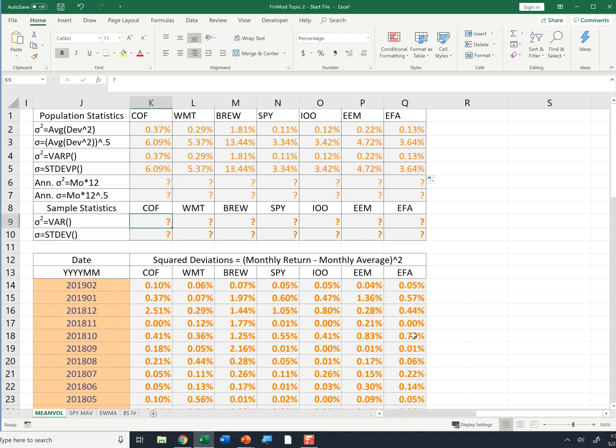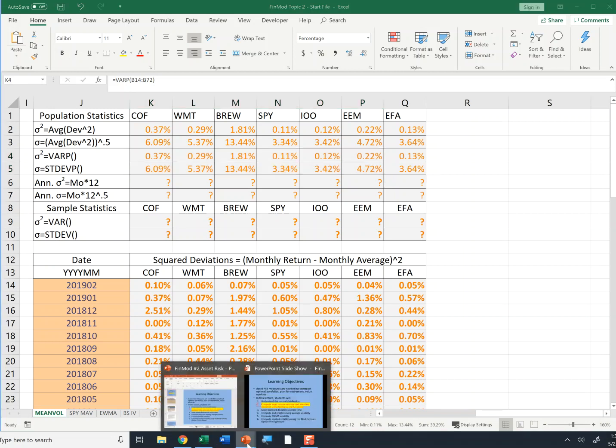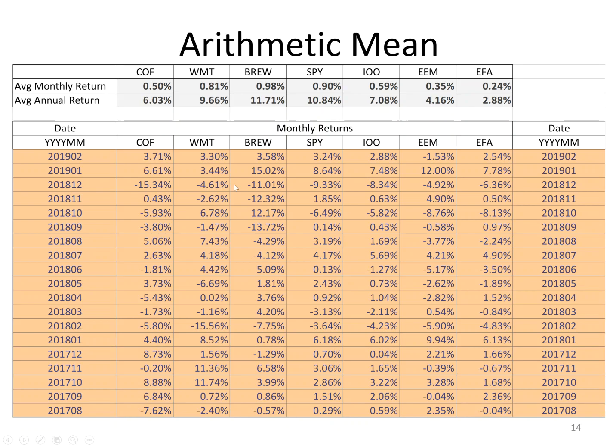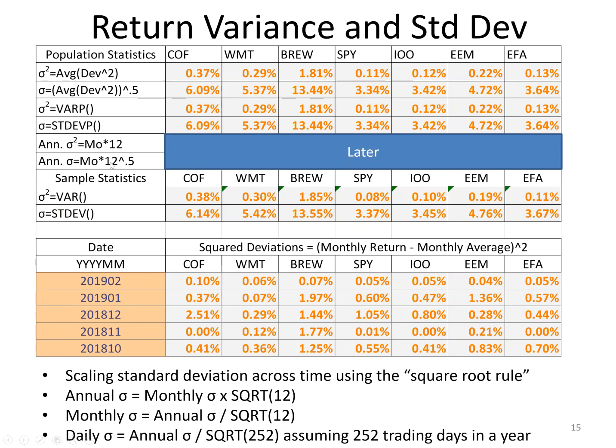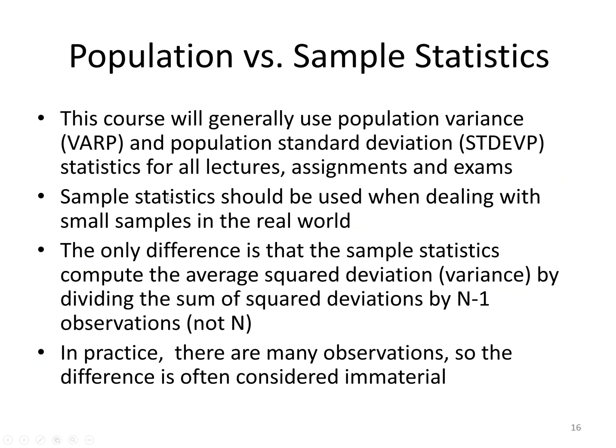I also want to show you that these are called population statistics. So if we go back to the PowerPoint, I want to make a point here. By the way, here are our returns. Here's our data we've done so far. And what I want to show you is that you can also calculate sample statistics. Now this course will generally use population variance and population standard deviation. In other words, use VARP and STDEVP unless I tell you otherwise. And I'm going to be using that for most examples.